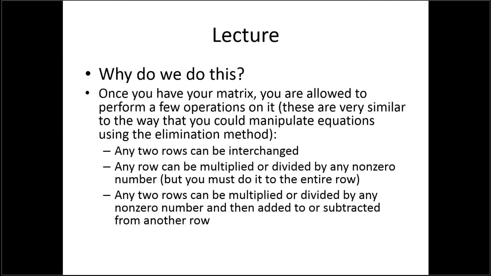Basically you have 3 different things you can do with matrices. You can interchange rows, and you can multiply or divide an entire row by any non-zero number. Again, that has to be the entire row. And once you multiply or divide by a non-zero number, you can add or subtract that from another row. So it's 3 intertwined things you can do with matrices.